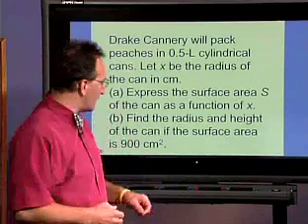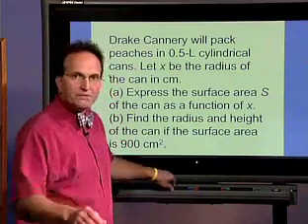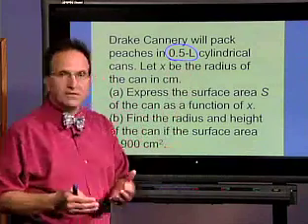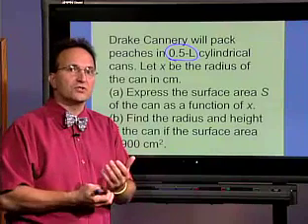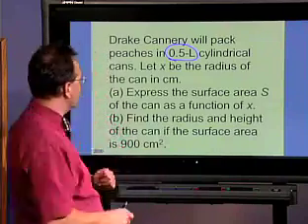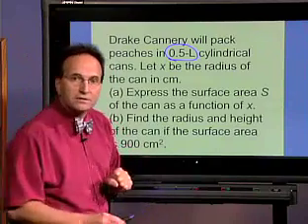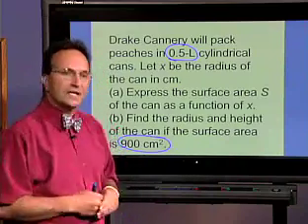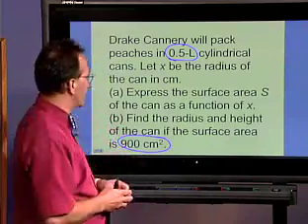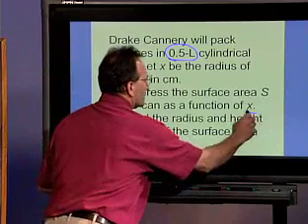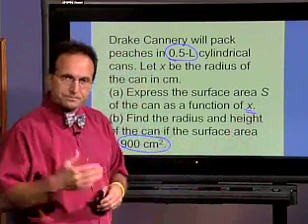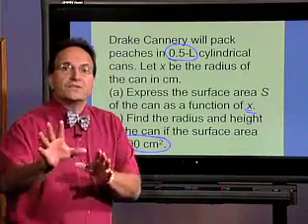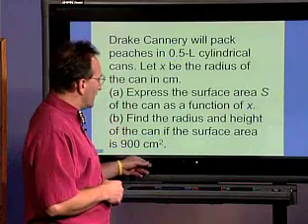Welcome back. Let's find out how you did on this problem. The important pieces of information are, of course, the half of a liter cylindrical can, which would translate into 500 cubic centimeters. The other important numerical piece of information is that the surface area is to equal 900 square centimeters. The other piece of information is that I actually use x as the radius of the can. All right, so you're going to deal with the same formulas we had before.